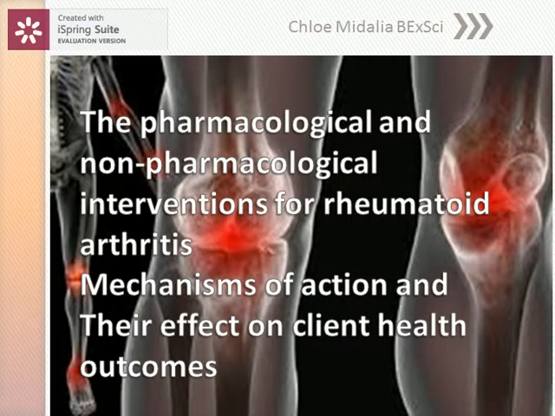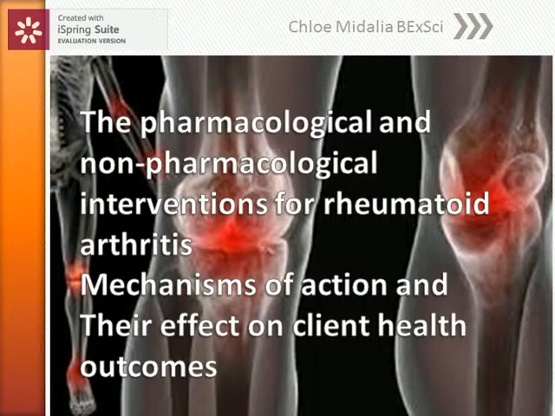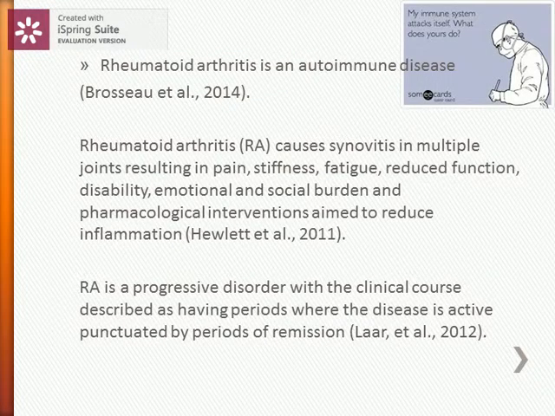Hi, my name's Chloe Medalia and I'll be talking to you on the pharmacological and non-pharmacological interventions for rheumatoid arthritis, mechanisms of action, and their effect on client health outcomes. Rheumatoid arthritis is an autoimmune disease, which means that the body attacks itself.